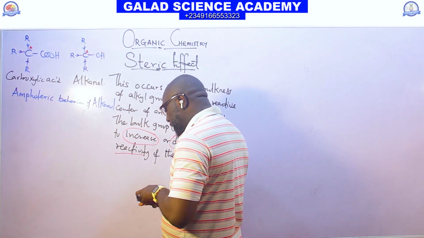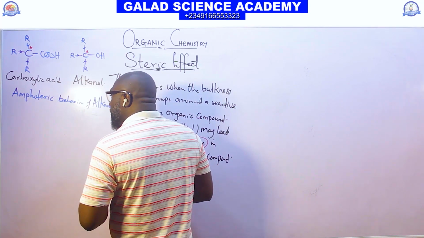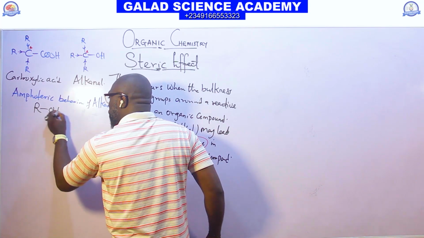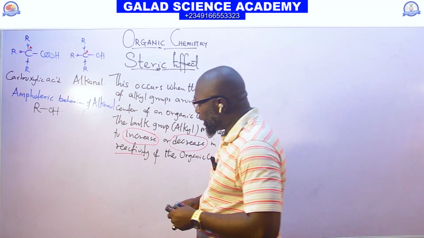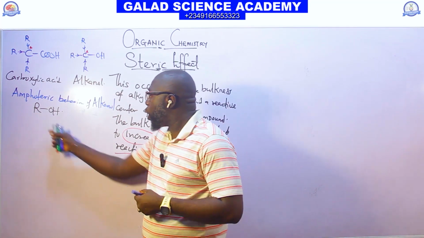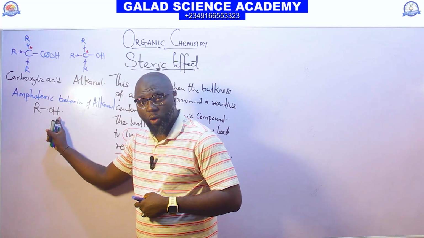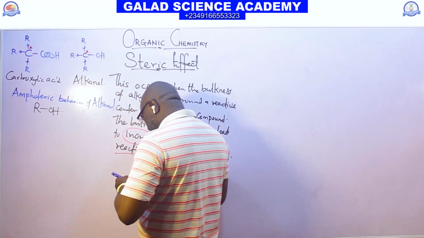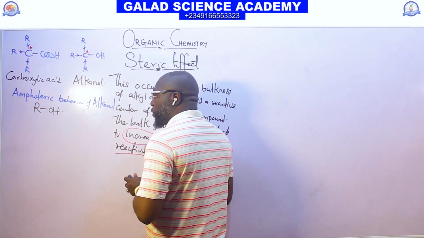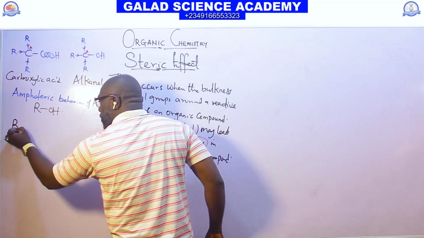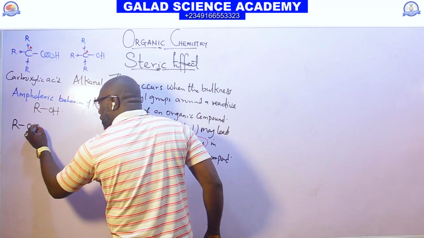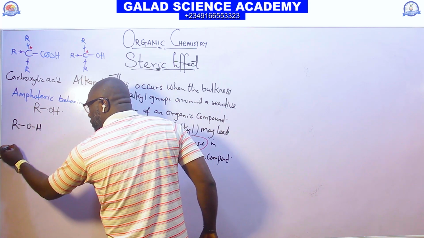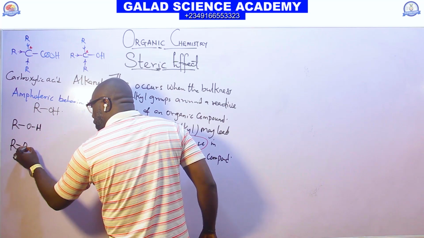But look at the alkanol family. We all know that the alkanol family of organic compounds has the general molecular formula ROH. This OH is the functional group. So if we have alkanol in this form, we have ROH.